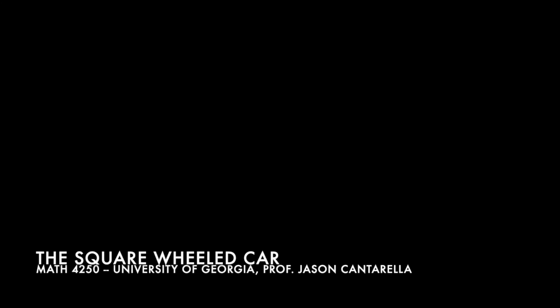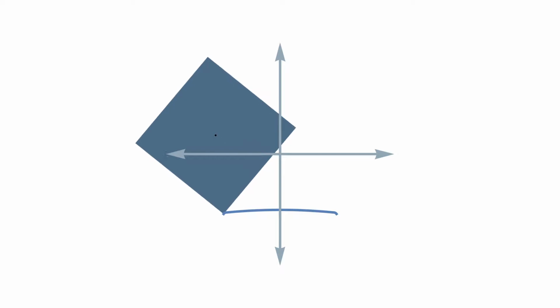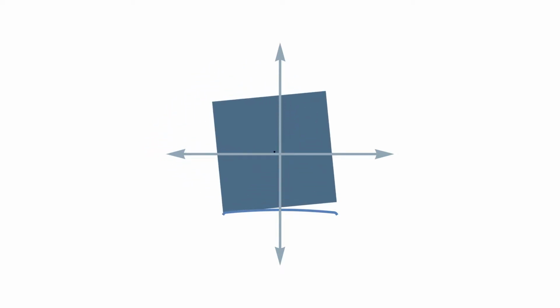The square-wheeled car. This is Math 4250 at the University of Georgia, and I'm Professor Jason Cantarella. In this video, we're going to think about the problem of a square wheel rolling along a rounded road.